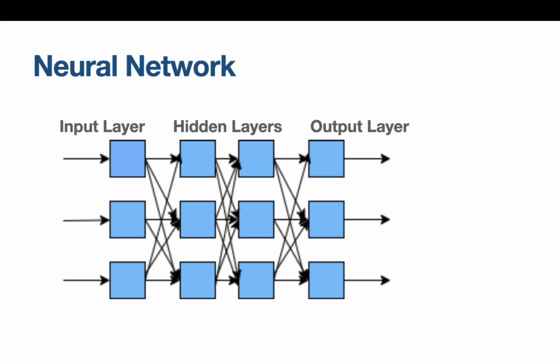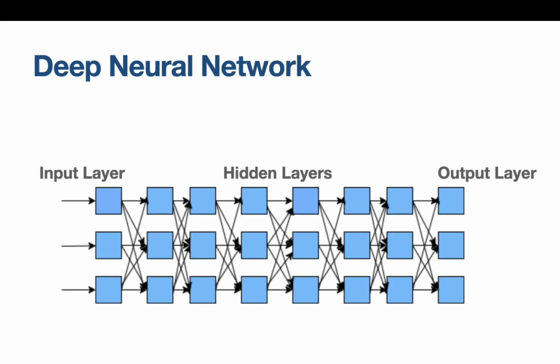Now let's try to increase the number of hidden layers much more. Here we can see we still have the input layer, we have the output layer, but we have many hidden layers. This is what we call a deep neural network. And this is how a deep neural network is formed. I think now you have an idea what a deep network is. Now a question comes to our mind: what does a deep learning model learn?